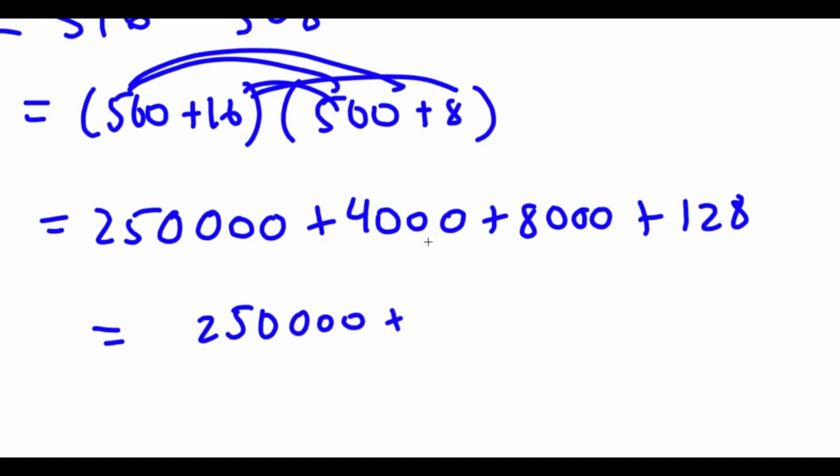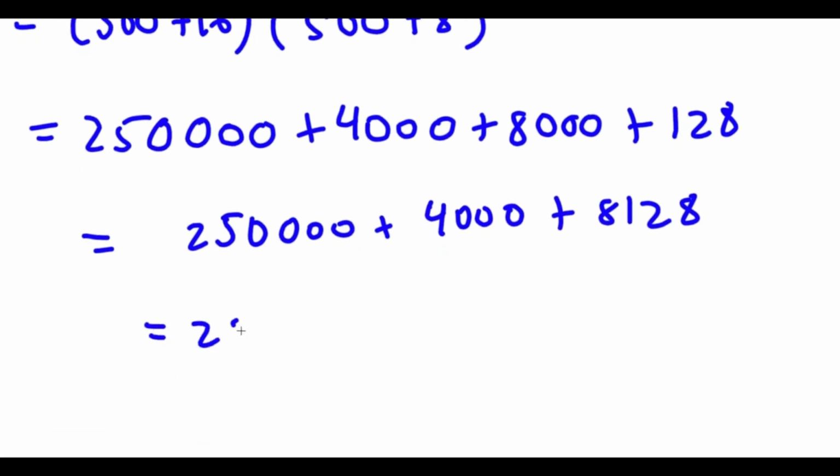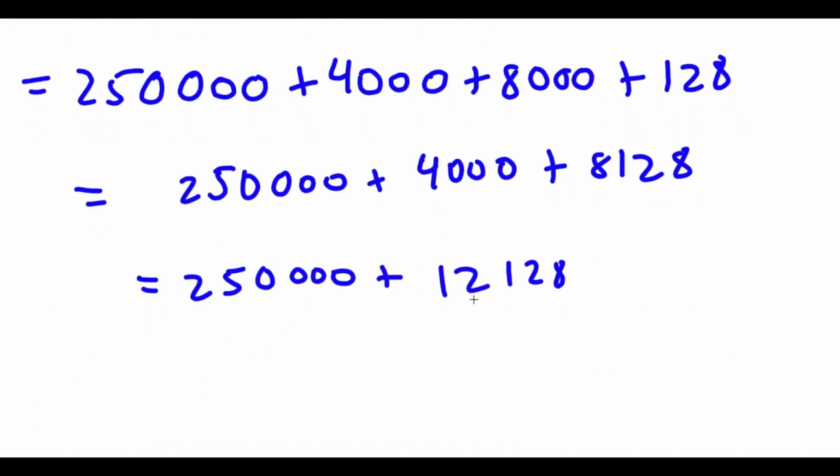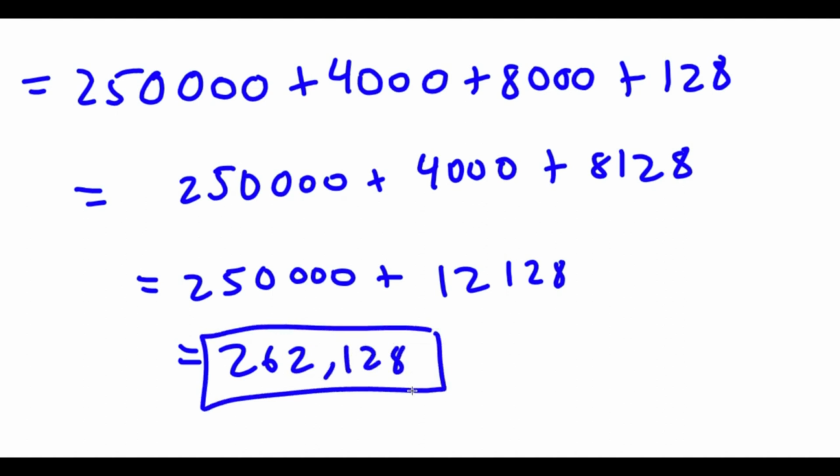And 8,128 plus 4,000 is going to be 8,000, okay. So I have 4,000 plus 8,000 plus 128 is 8,128. And now I have 250,000 plus 4,000 plus 8,128 is going to be 12,128. And now 250,000 plus 12,128 is going to be 262,128. So this is our answer.